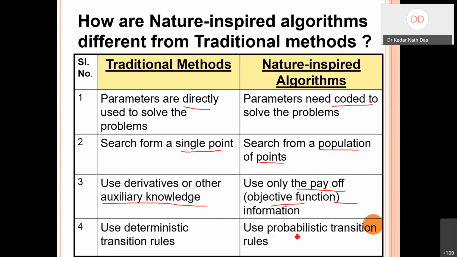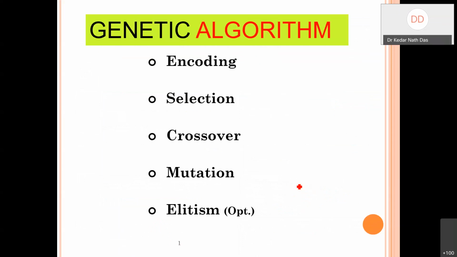Of course, this is probabilistic, but the traditional methods are deterministic. So you have to take some probabilistic transition rules. I will show you some of the steps, how the probabilistic transition rules come into the picture. Without going into all the details of all the algorithms, let me quickly go through the basic idea of the genetic algorithm. Then after that we can think of some new techniques, new algorithms which have been developed.